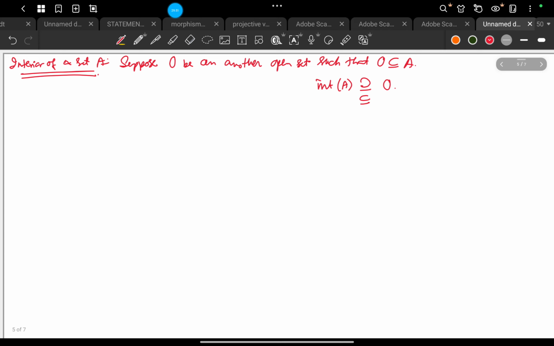Of course you are familiar with this: it must be O contained in the interior of A, because once it is an open set, it must consist of interior points of capital A, and the interior of A is the set of all interior points. So of course this inclusion will happen. That means the interior of A is an open set in capital A that contains any other open set sitting inside it. So you can say that the interior of A, which is also an open set, is the largest open set contained in the set A.